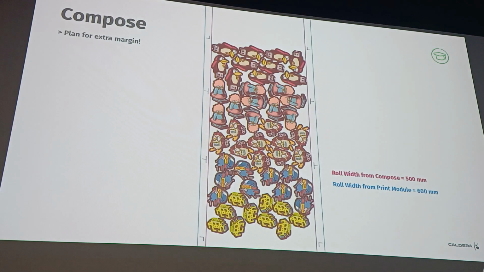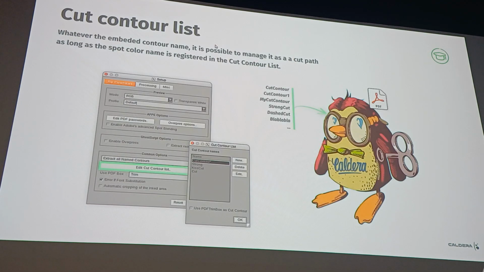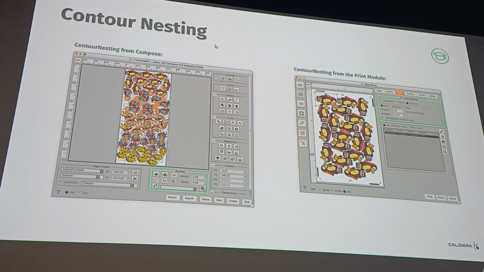So now we will speak a little bit about contour nesting. There are different ways to do contour nesting in CALDERA software. There are 3 ways basically. You can use a Compose application. You can do it directly from the print module, and you can also do it from the print module, but by using the Nest-O-Matic features. And this is something I will show you at the end of the training. First, I will focus here on Compose.